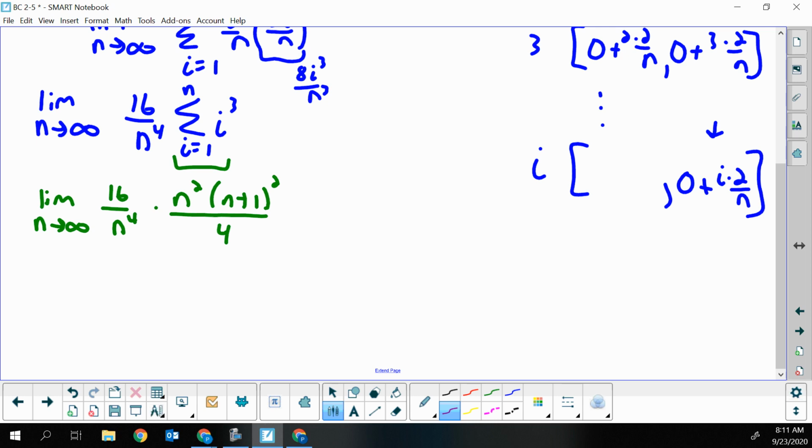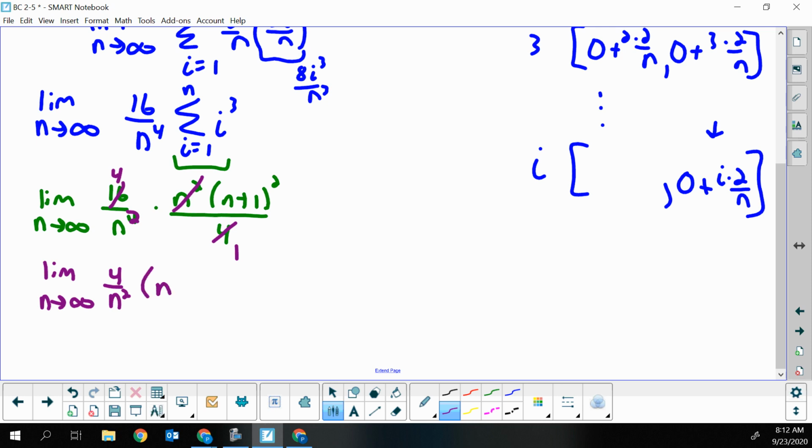And what we're going to do, we're going to start neatening this up. We can divide a 4 out of each of these, so we have 4 there and 1 there. We can divide an n squared out of each of these, so that's gone. And this is just a 2 now. So if we rewrite, we have limit as n approaches infinity. This will now be 4 over n squared. And all that's left is the n plus 1 squared.